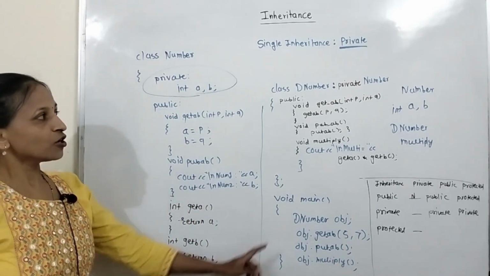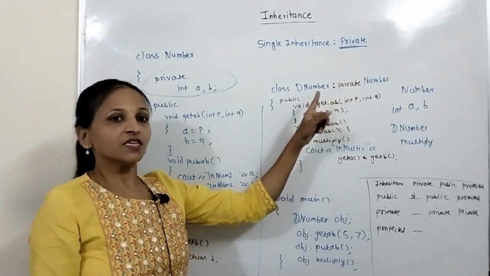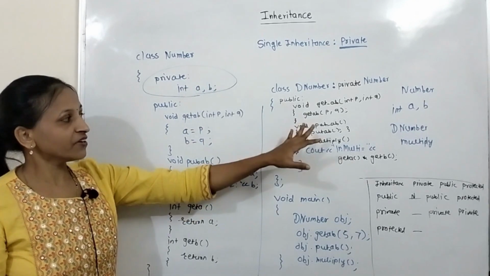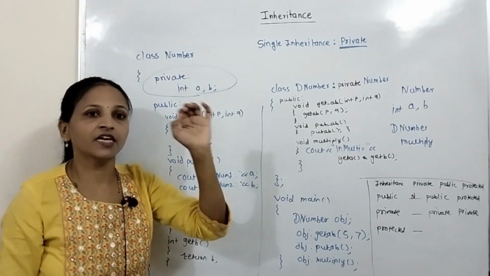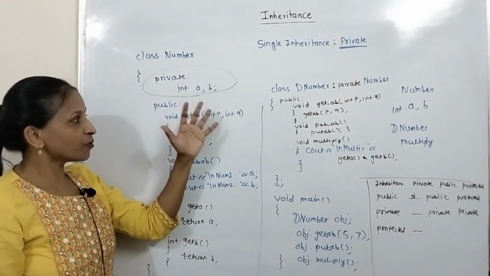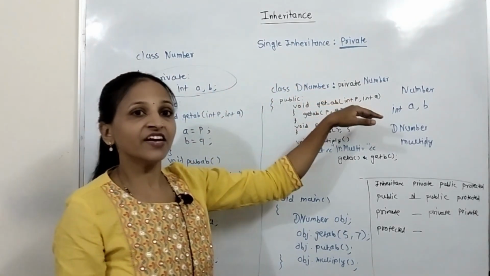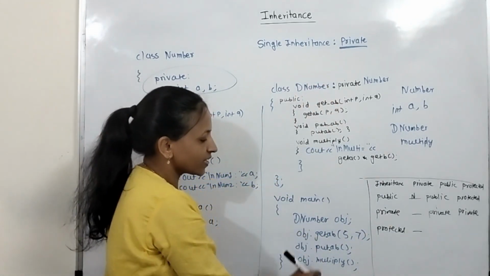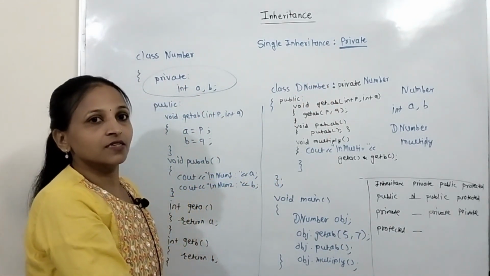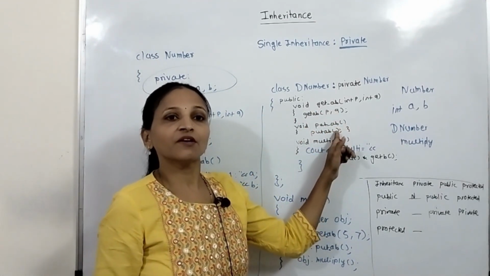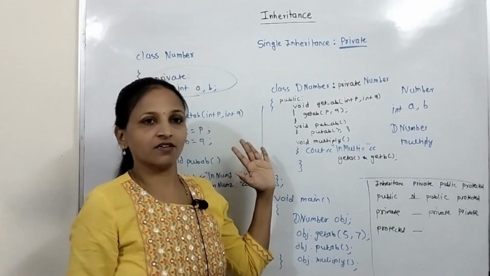This is in case of private inheritance. Means if there is something private, that is not inheritable, means A and B we cannot access directly here in any case. If there is something public or something protected, that will become private in the derived class. Now private means we cannot directly access here. That's why we have to access with the help of other member functions that we are doing here.